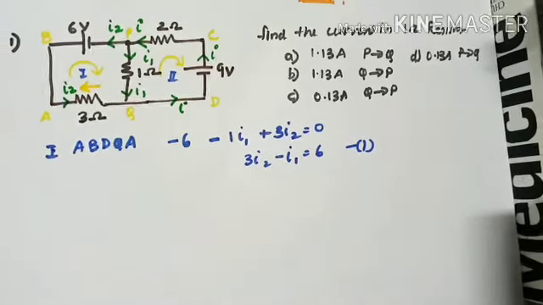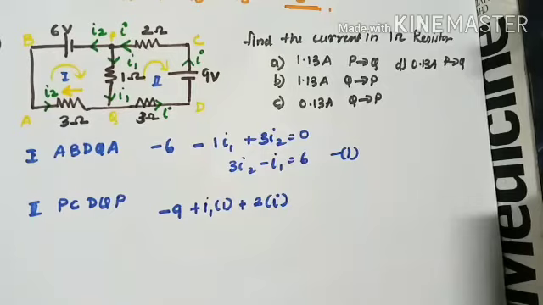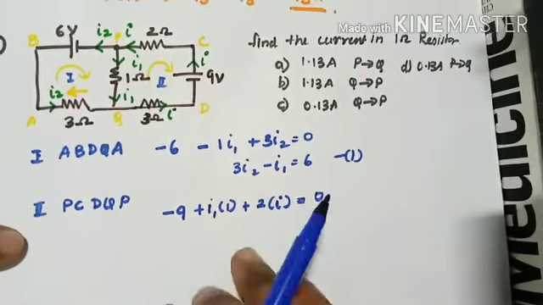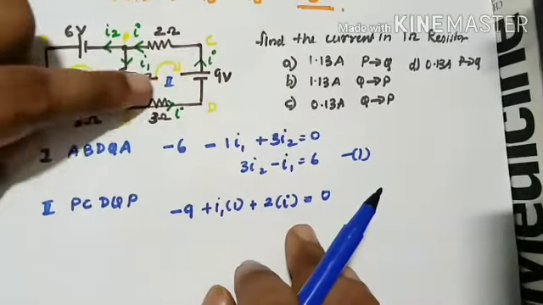Okay, second loop I'm going to write. I've already written for the second loop, guys. Check whether you get the same equation or not. I will repeat. How did we get it? We are going around this loop, right?